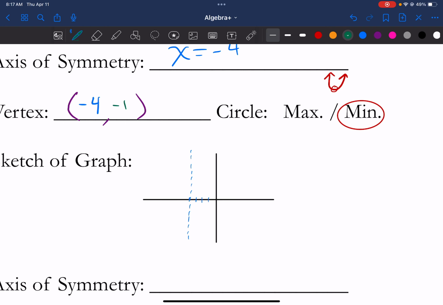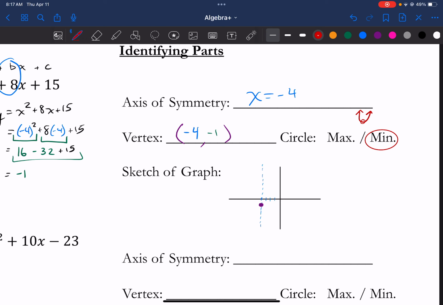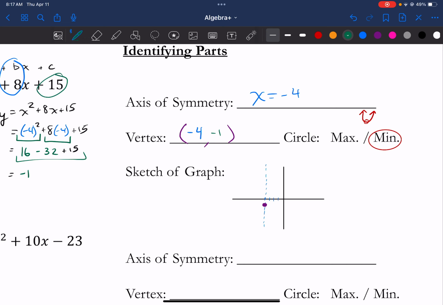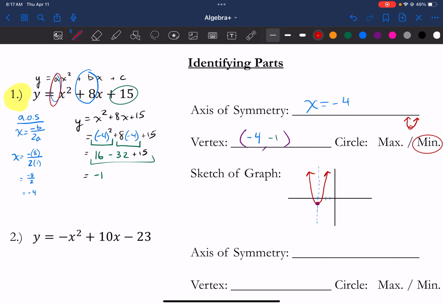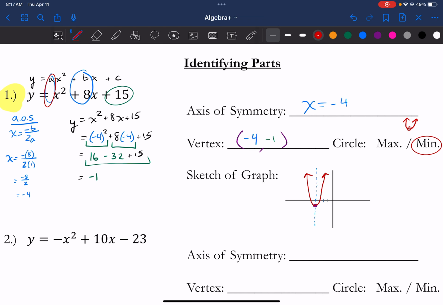So my vertex is -4, -1, around here-ish, right? Just an estimate. And we know it's opening up. And the y-intercept is 15. Ooh, that's really far up, right? So we shouldn't be crossing the y-axis when we sketch this graph. Our graph is going to be super narrow, right, until it can cross the y-axis at 15. So it should kind of look like this. I want you to try number 2 below it, using what we just practiced. Go ahead and pause the video before you check your answer.